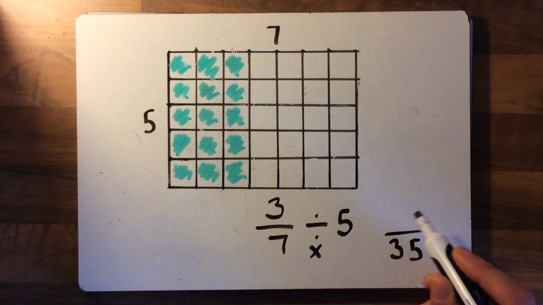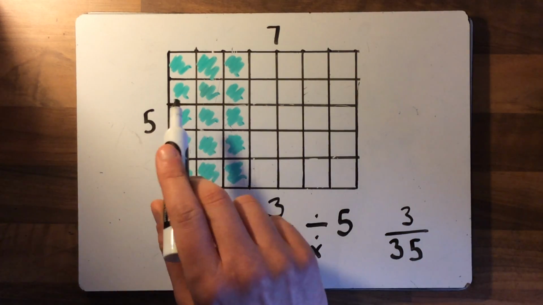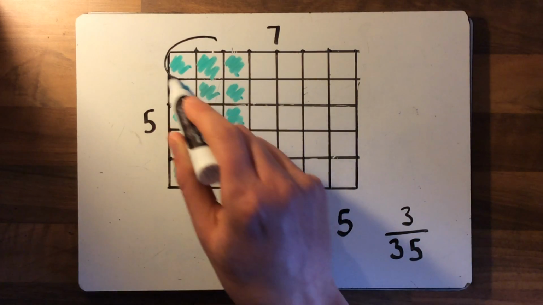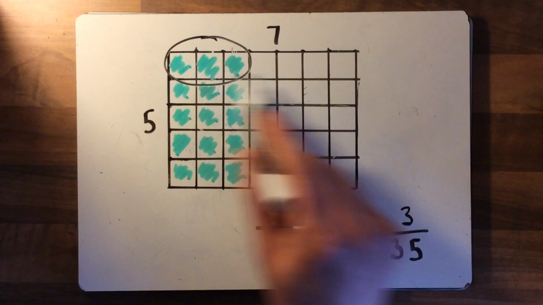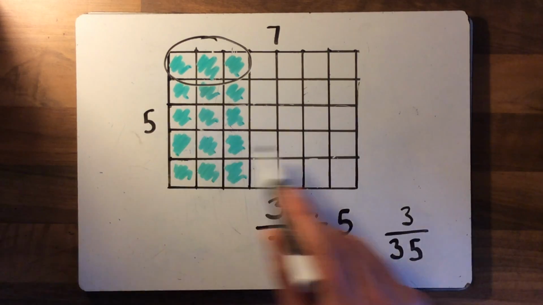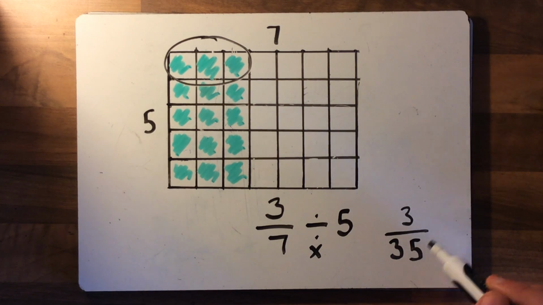It stays exactly the same. It is still 3. Okay? Because this original 3/7 has been split 5 times, so this is how much each person would be getting. They'd be getting 3 of them because they've been split once, twice, 3 times, 4 times, 5 times. 3/35 is the answer there.